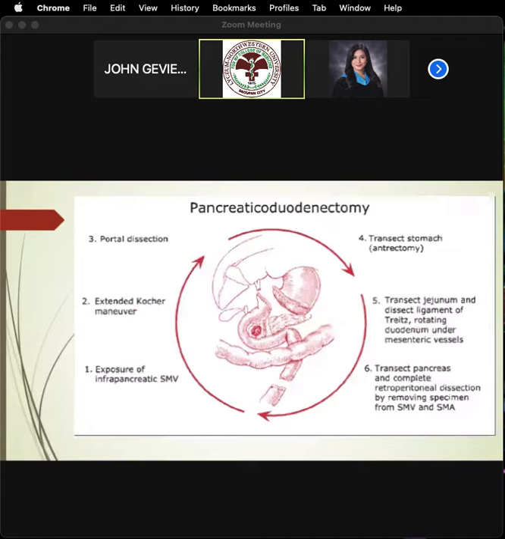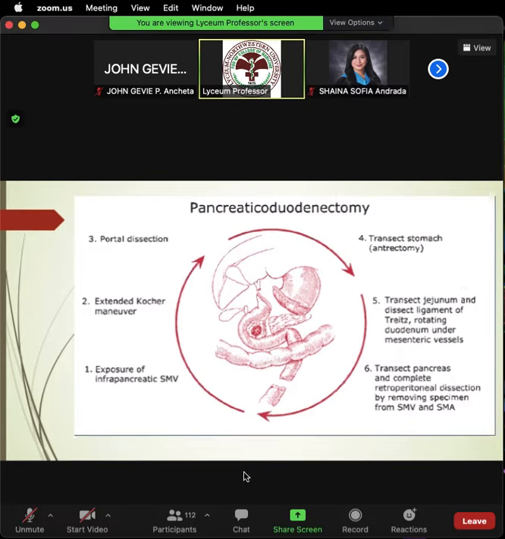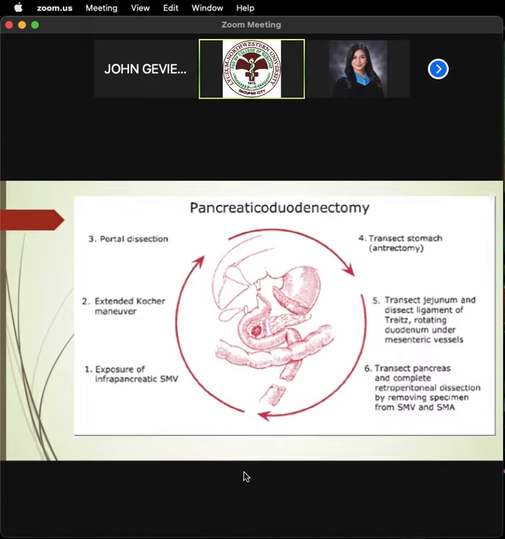So these are the steps, in order, of pancreaticoduodenectomy. First, the exposure of the intrapancreatic SMV. Okay. By exposure of the SMV, we could already assess if it's resectable. Then you proceed right away with the extended Kocher maneuver. Okay, you mobilize the entire duodenum from the retroperitoneum.